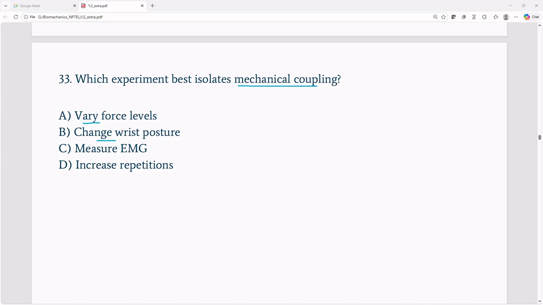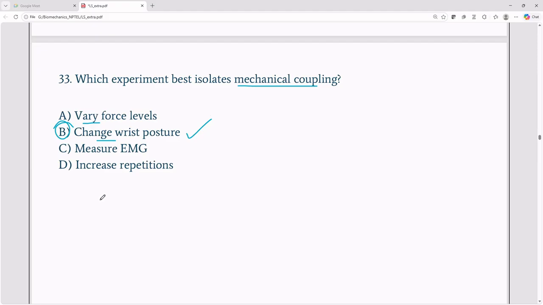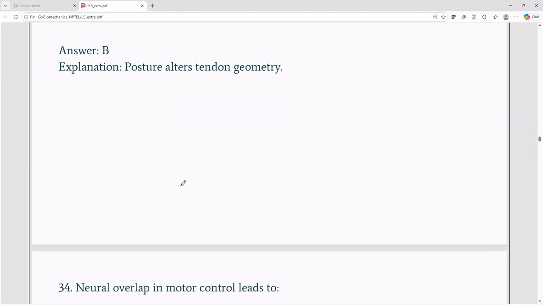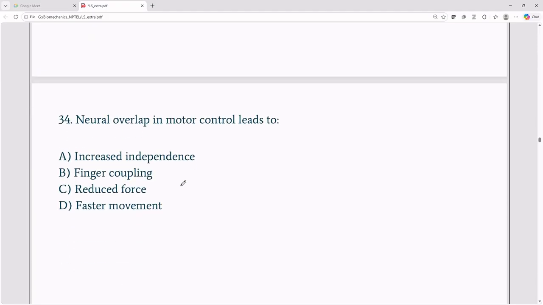Correct answer is option B, that is change in the wrist posture. Change in the wrist posture is the correct answer. Next question.